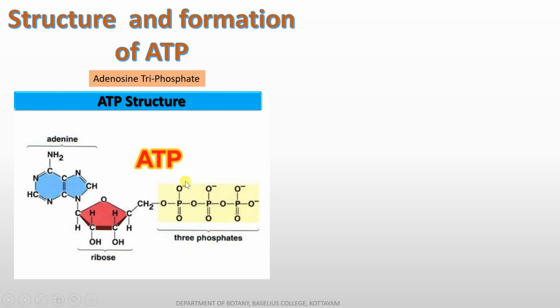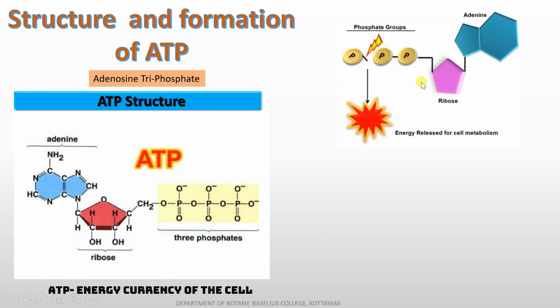ATP is a magical molecule which serves a vital role in living systems. It serves as the energy currency of a cell. Energy required for every endergonic reaction in cell must be supplied through ATP. This is another representation of the structure of ATP. Here this is adenine, ribose and 3 phosphate groups. So here this adenine plus ribose constitute adenosine. When adenosine combines with these 3 phosphates, it forms ATP.